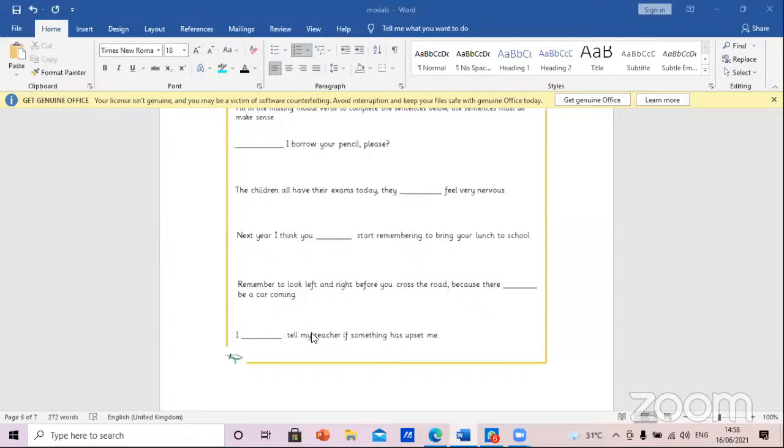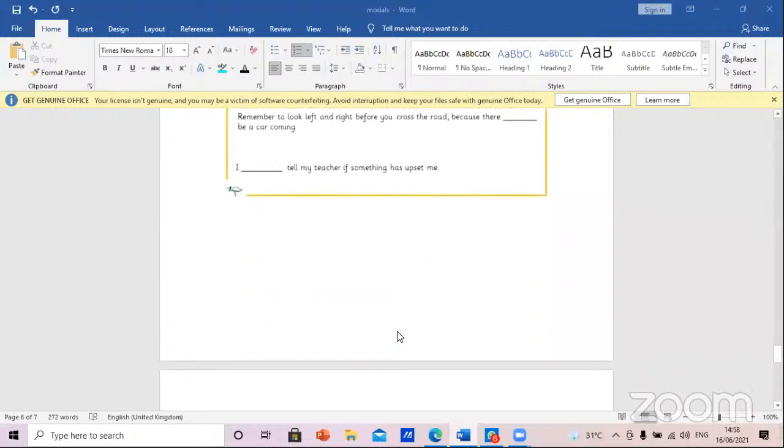Right? Because if something has upset, meaning this is upset. Has upset. We use has with perfect, if you know. Right? So this is something in the past. If something has upset me, I would tell it to my teacher. I could tell it to my teacher, right? Most probable answer is would. Would is the best answer. I would tell my teacher.